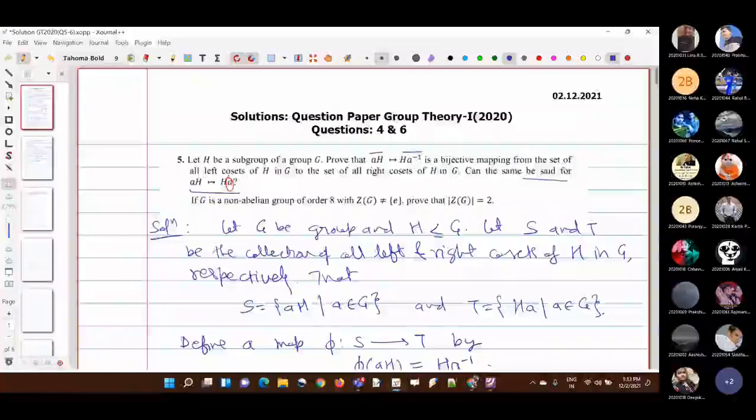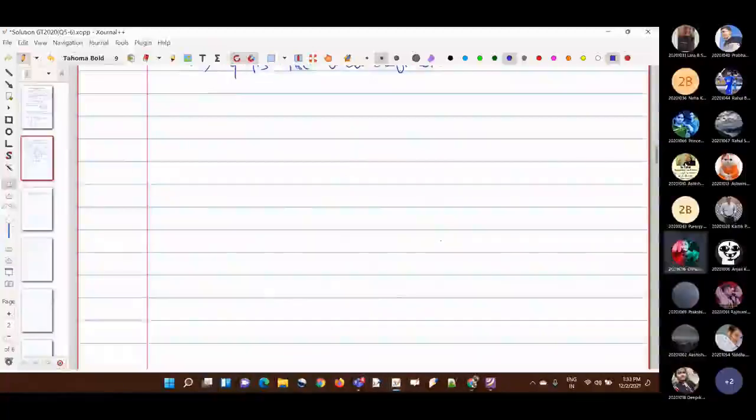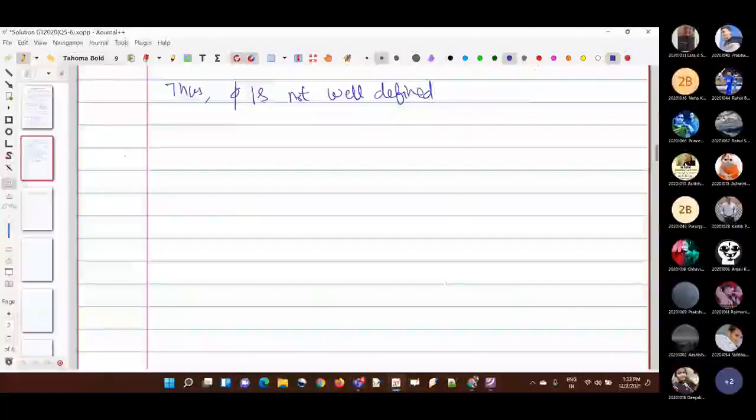Let us see what is there. Then the next part is there. If G is a non-abelian group of order 8 with center non-identity, then we need to prove that the order of the center is equal to 2. So let us see.